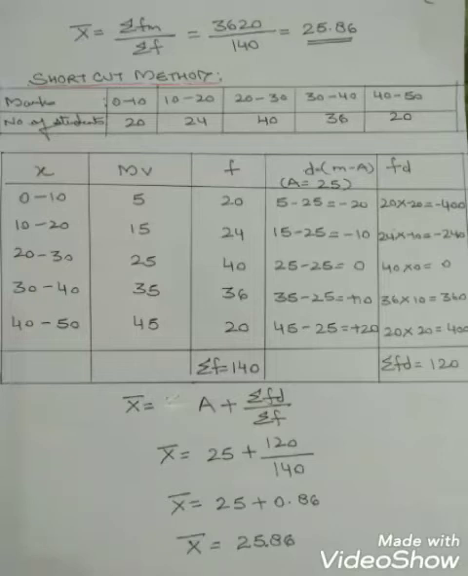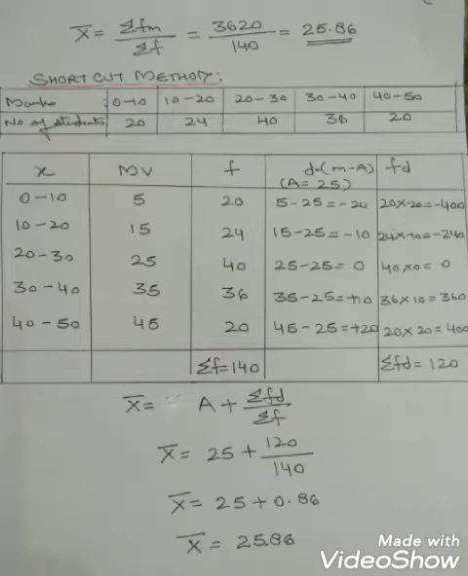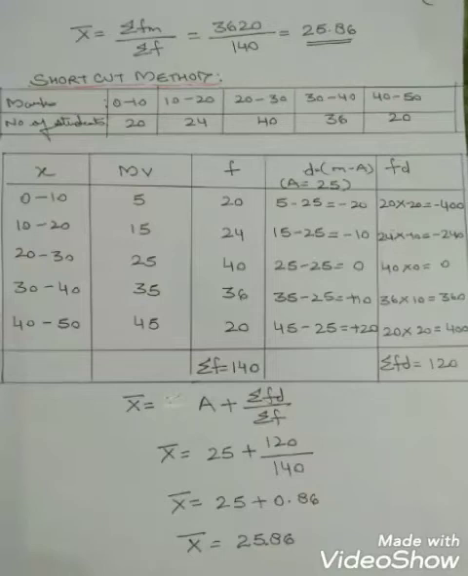So the center number goes 25. I have assumed 25, and to take out deviation, mid value minus assumed number. So 5 minus 25 goes to minus 20. Then 15 minus 25 is minus 10, 25 minus 25 is 0, 35 minus 25 is plus 10, 45 minus 25 is plus 20, right? And the last is we have to find out FD, that is frequency and deviation.